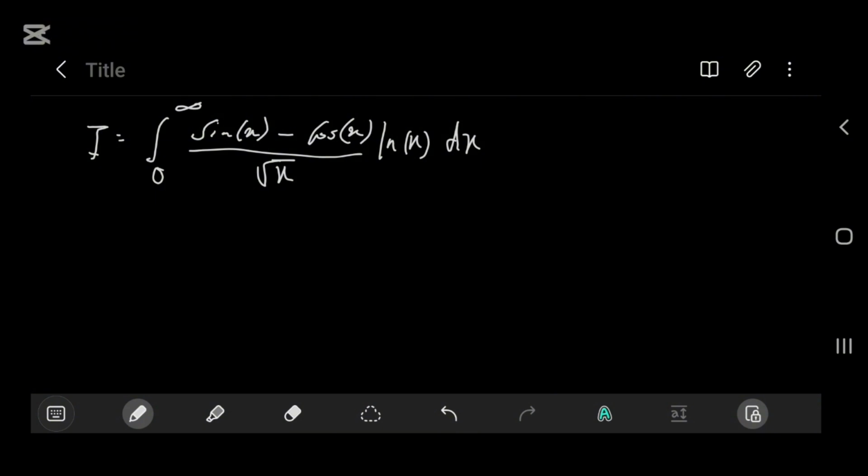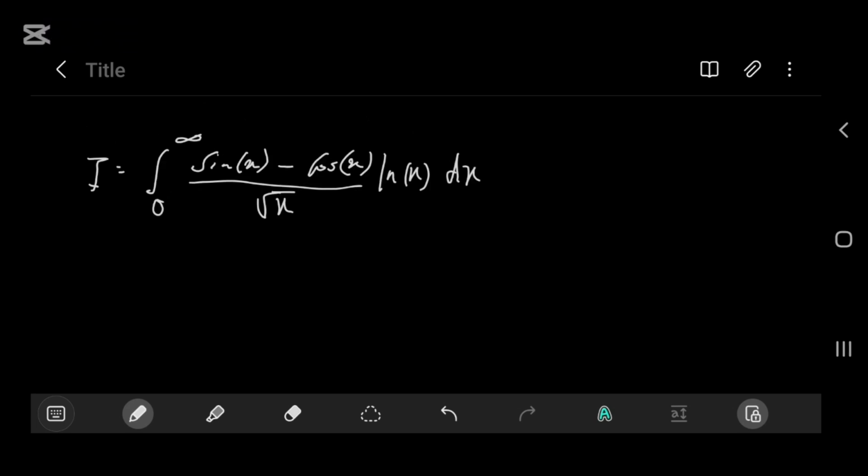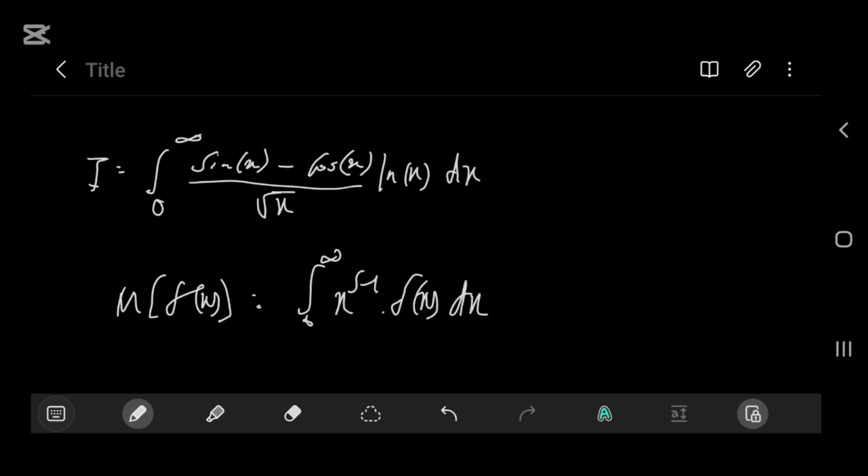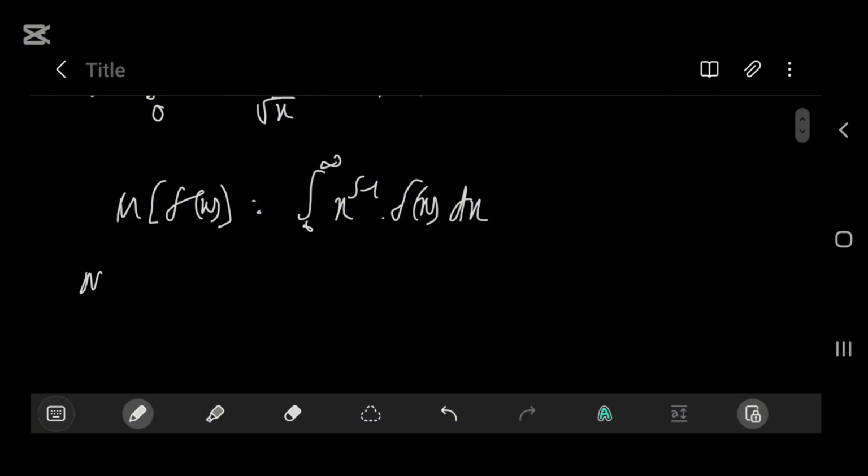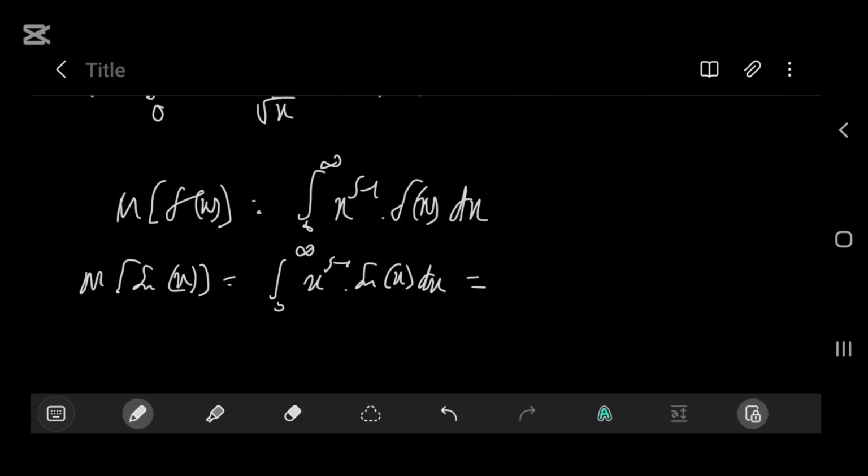Okay, let's start with our new January integral. We know that the Mellin transform of f of x is equal to the integral from 0 to infinity of x to the power s minus 1 times f of x dx. It's a powerful transformation, and we are going to use it as follows. If f of x is sine of x, we get the integral from 0 to infinity of x to the power s minus 1 times sine x dx, which is equal to gamma of s times sine pi s by 2.